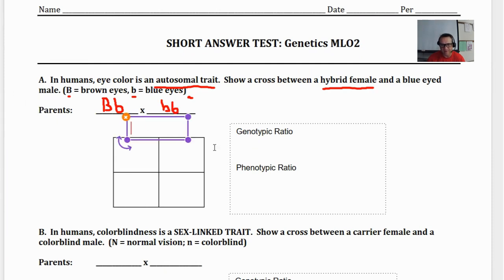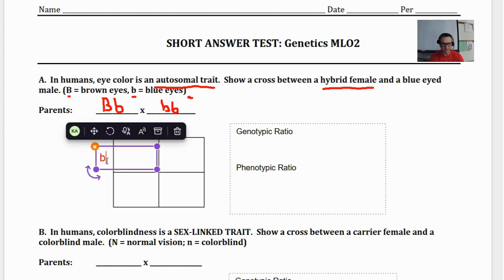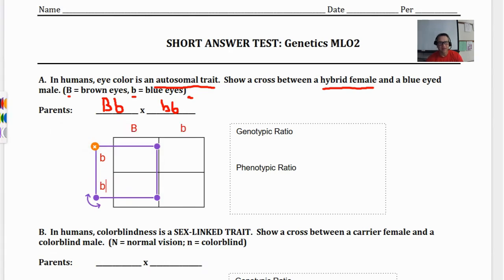All right, so I'll put big B, little b on the top. And I'll put little b, little b on the side. Since these are both little b's, I'm going to cross this out. This is going to be big B from the top, little b from the side. And this will be little b, little b.